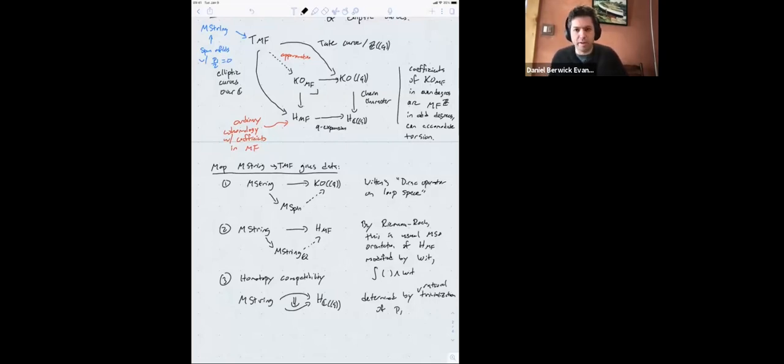I'll talk about it in a minute, but are there any questions, first of all, on just the setup? I'm trying to keep TMF itself in the background, but emphasize that these pieces of it can be well understood.